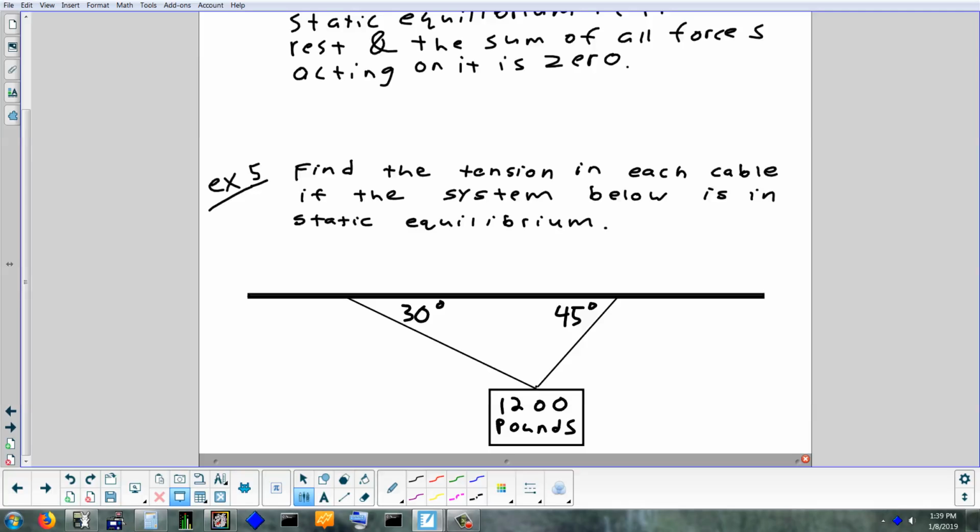But these cables aren't straight. They come off at angles. So if you were to all of a sudden cut that cable, what would happen?